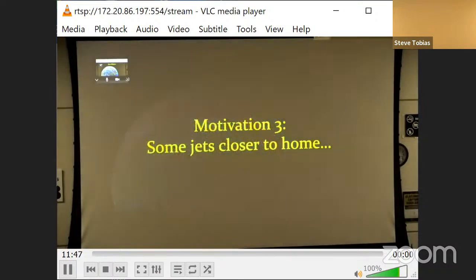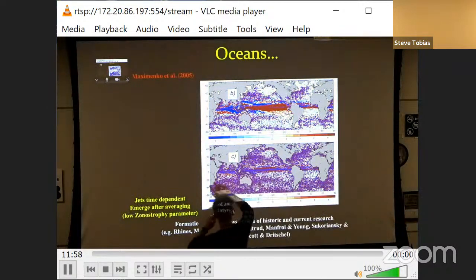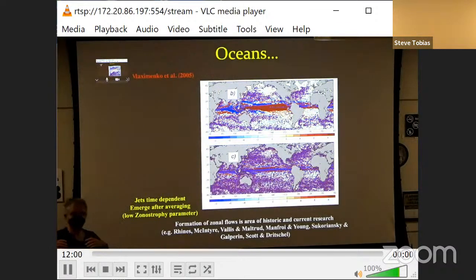So there are some jets closer to home, and there's some jets in the ocean. So I think we call them currents when they're in the ocean. But these are jets you can possibly pick out by eye, but they're easier to see when you do some averaging, and the averaging this time is over time, right? So you do some averaging over time.